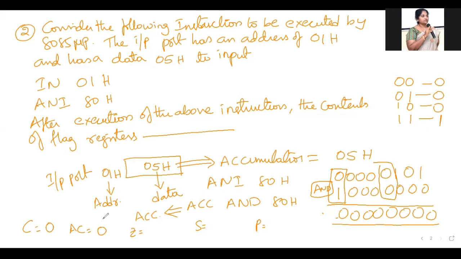And the sign bit: it is not a signed operation, so the sign flag is also 0. Parity flag: there are no ones, so the parity flag is equal to 0. But the result is completely 0, so the zero flag will be 1. There are totally 5 flags in the 8085: carry flag, auxiliary carry flag, zero flag, sign flag, and parity flag. So carry flag is 0, auxiliary carry is 0, zero flag is 1 because the result is a zero result, sign flag is 0, and parity flag is 0. Hope you understand.